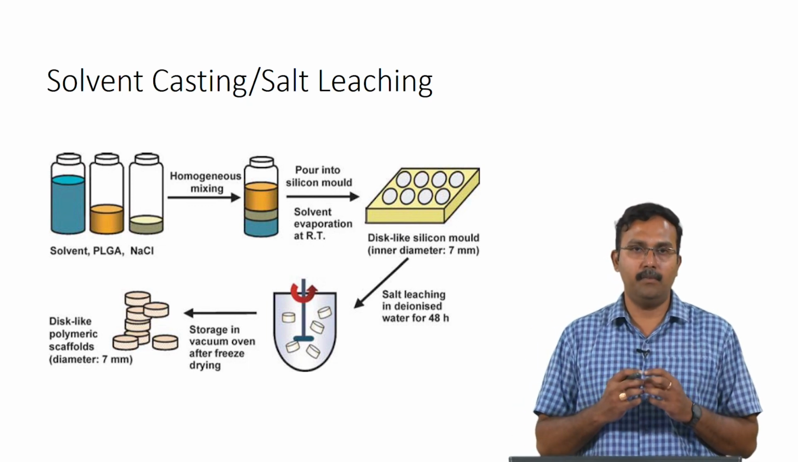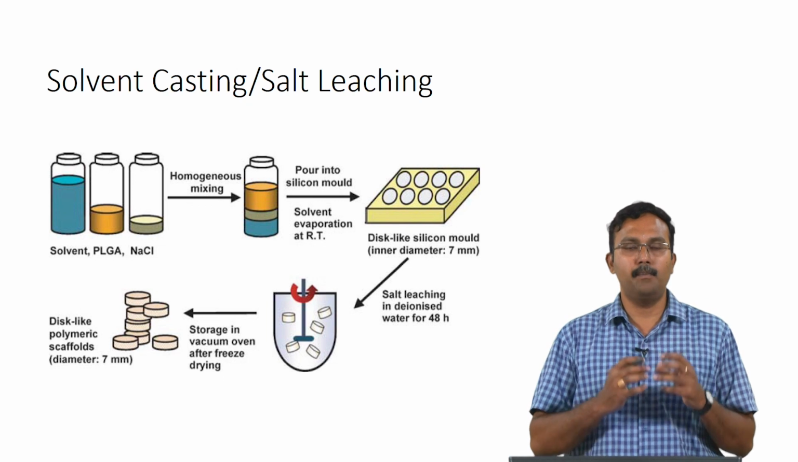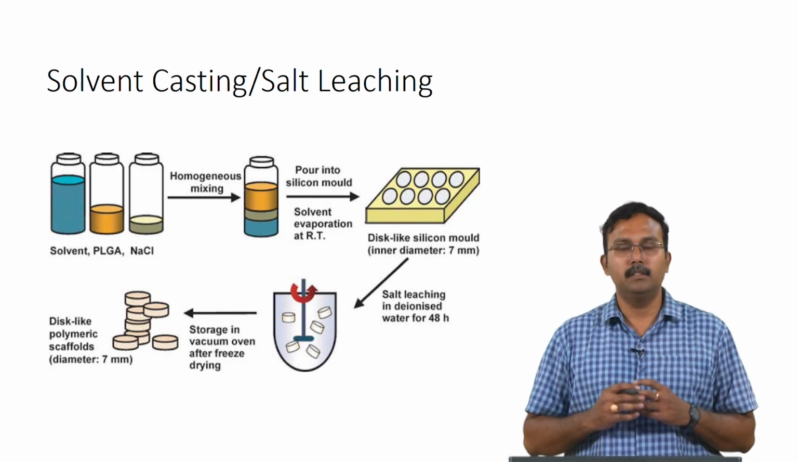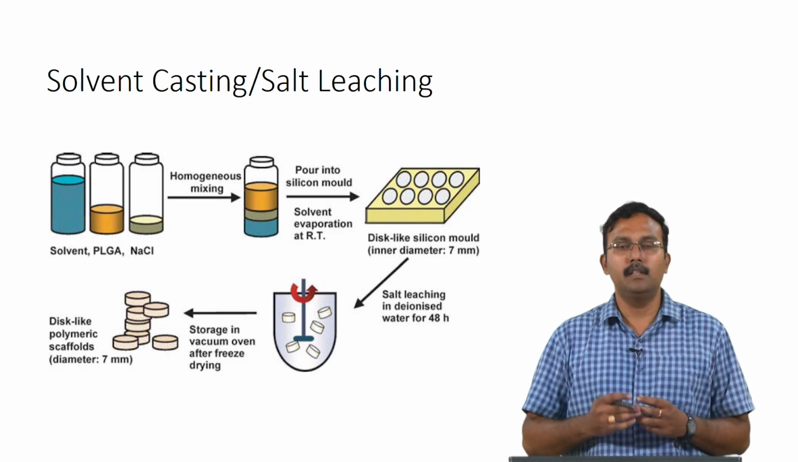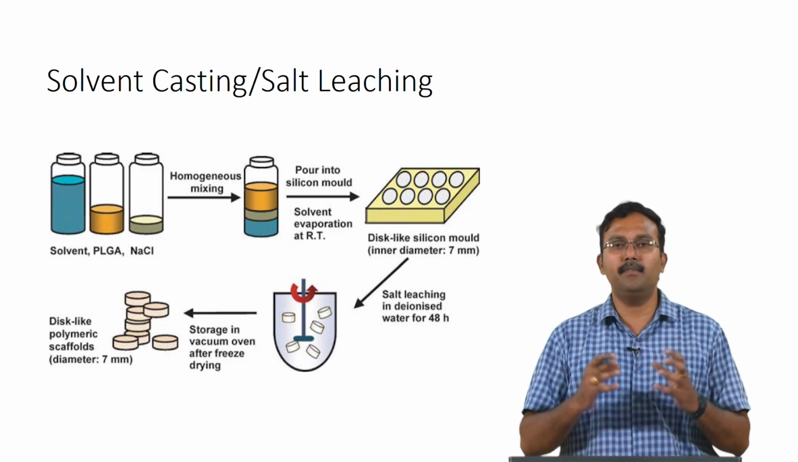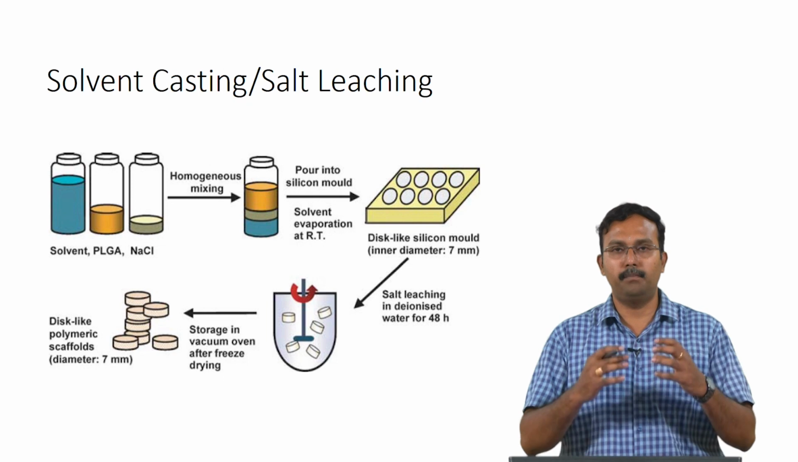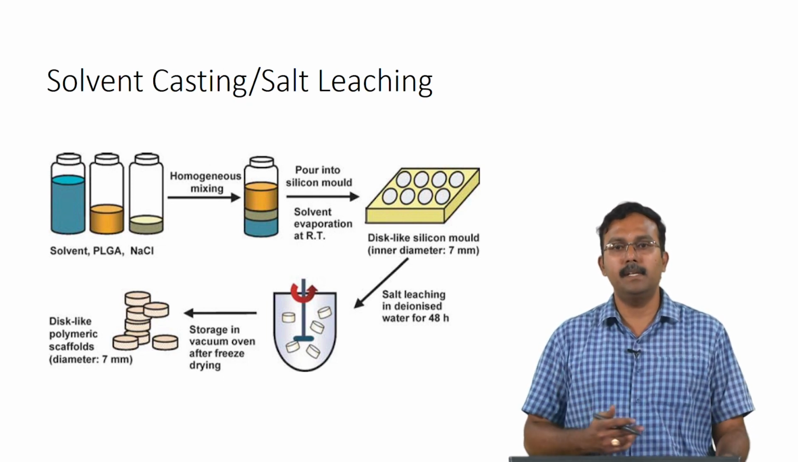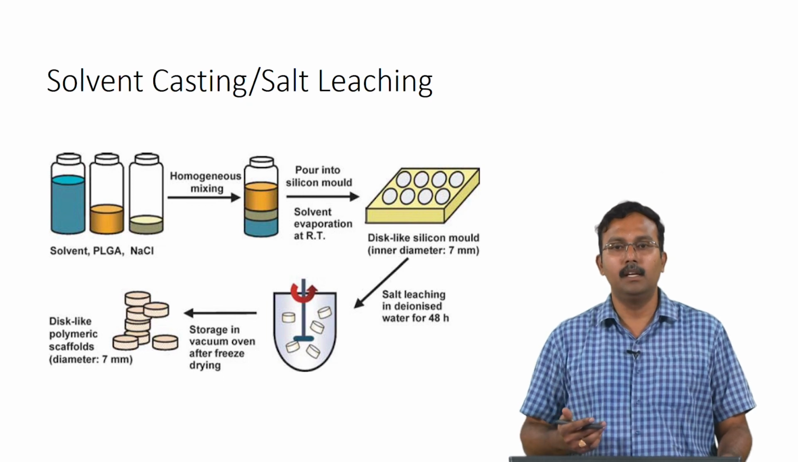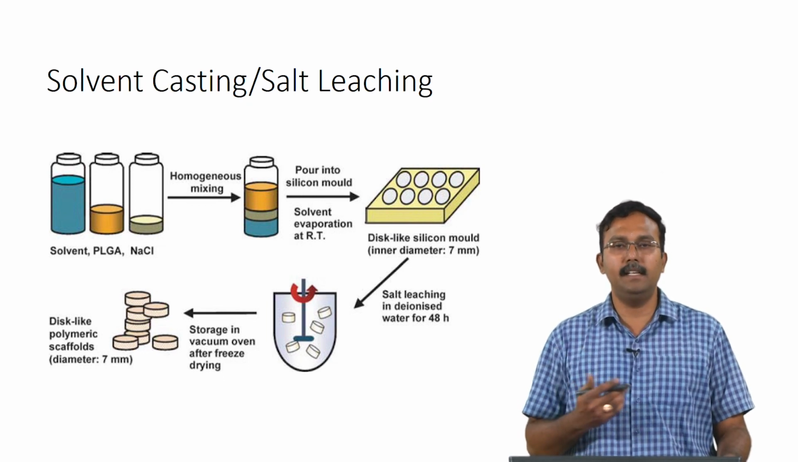So, now this scaffold which you have contains the polymer and the salt. The salt, because it was a homogeneous mixture while it was in solution, the salt crystals would have formed in different parts of the polymer scaffold. So, now the next step is to leach this salt. So, this is done using DI water.